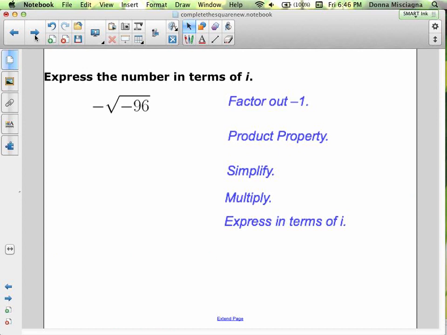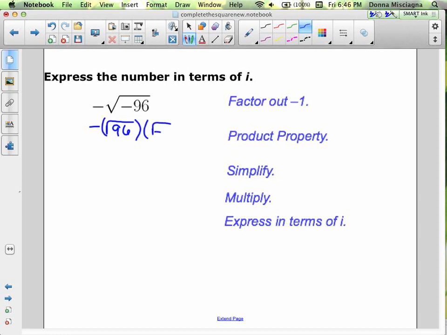All right, let's rewrite that using our product property. So we're going to have negative, and we're going to have the square root of 96 times the square root of negative 1. Well, we know the square root of negative 1 now, but 96, right? Well, that is not a perfect square. So we're going to simplify that.